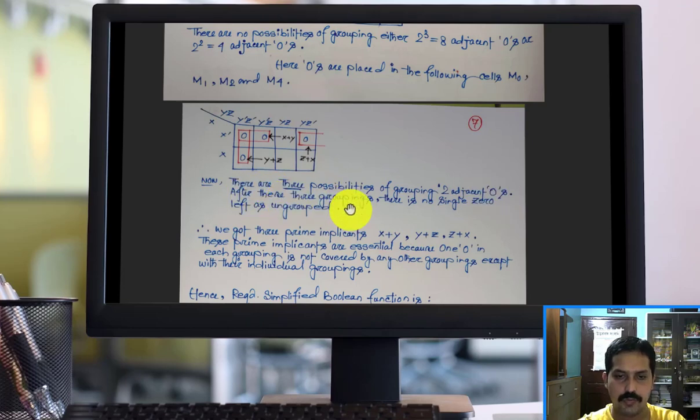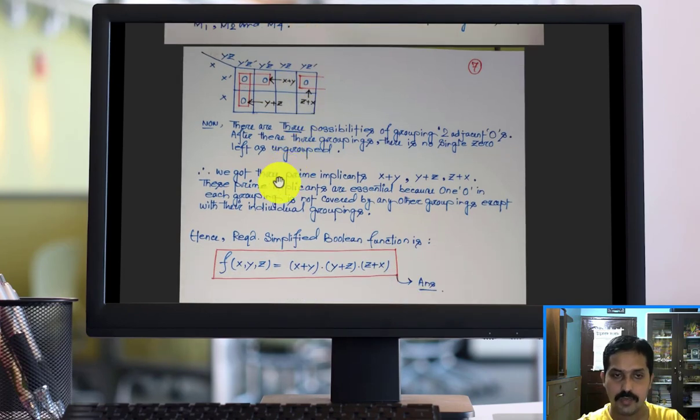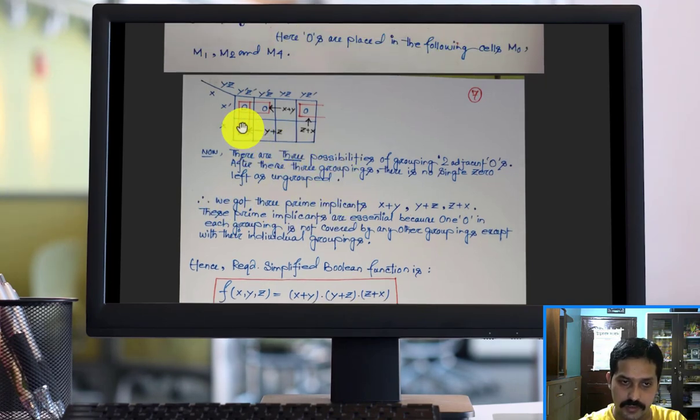After these 3 groupings, we have to come from bigger to smaller: 2 to the power 3, 8 zeros, then 2 to the power 2, 4 zeros, which does not exist, and 2 to the power 1, that is 2 zeros, which does exist. Here 2 zeros this, 2 zeros this, means 2 groups here. Then 2 to the power 0, 1 zero, that is this single zero group. Okay, complete. So we got 3 prime implicants.